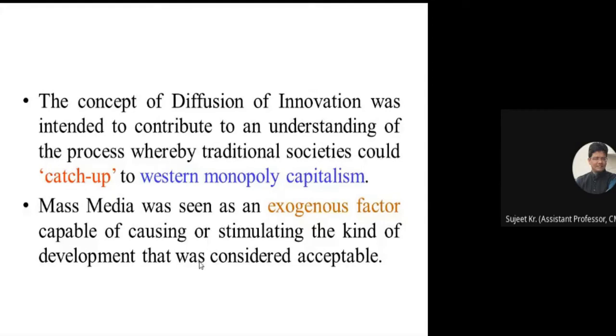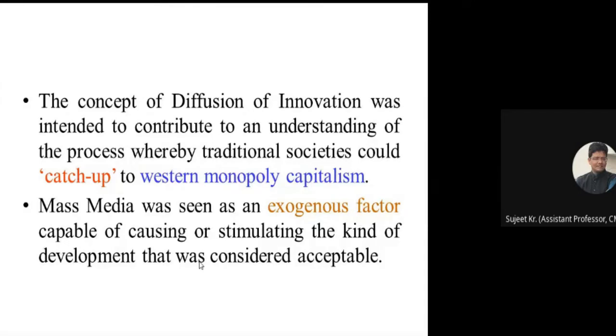So mass media was seen as an exogenous factor. As I told you, this is a fact. This is not an endogenous factor. Endogenous factor means that it works within society. Exogenous factor means that it will work externally. It will provide information. It will try to give ideas. So the role of mass media will not be participatory kind of development. The role of mass media is to provide them information which is necessary to change, right?